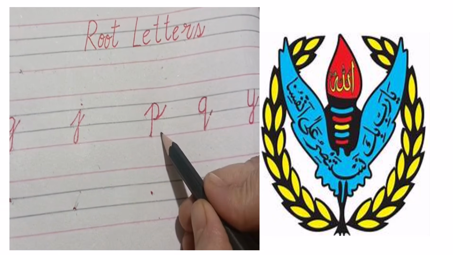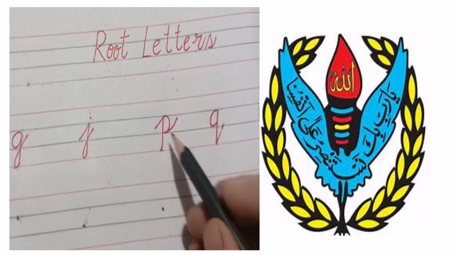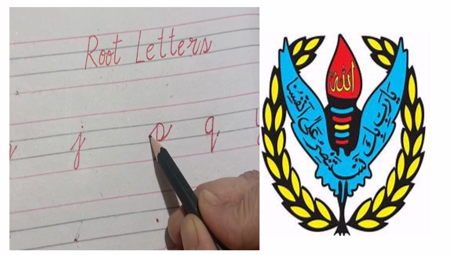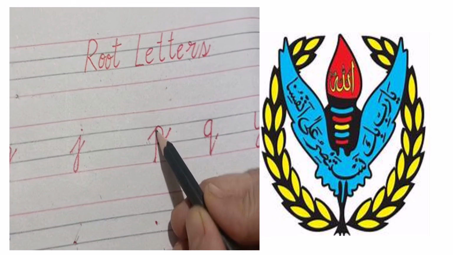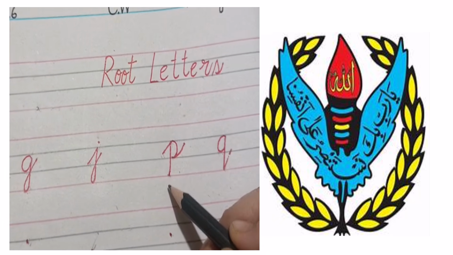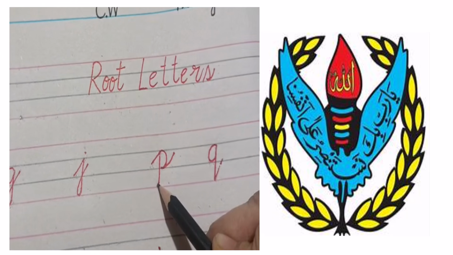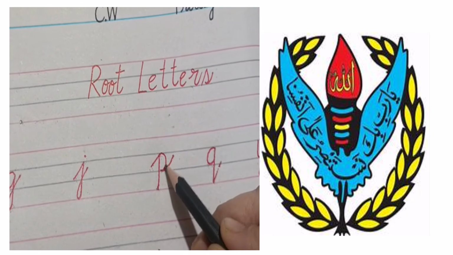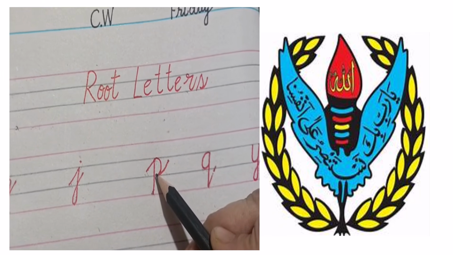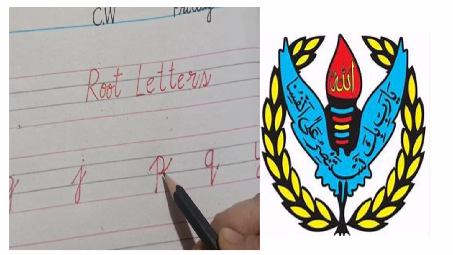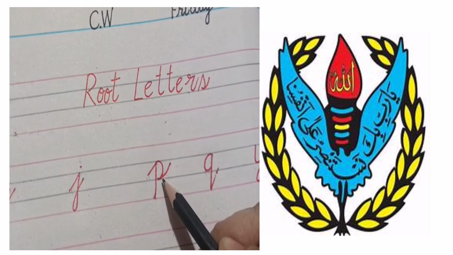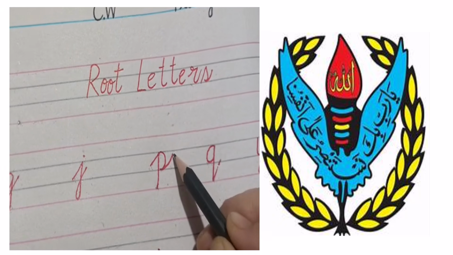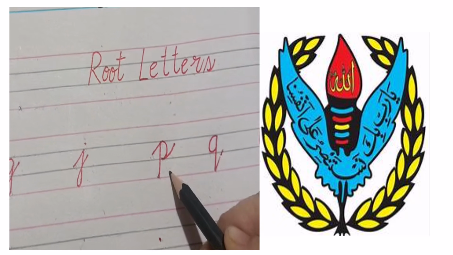The next letter is P. It also starts from the grass line. Make a slanting line in the grass line like this. Go down to the root line. This is the root line. Come back up. Make a small hump on the grass line. Finally, make a small tail like this. This is a root letter.